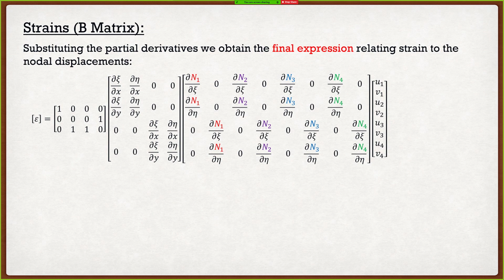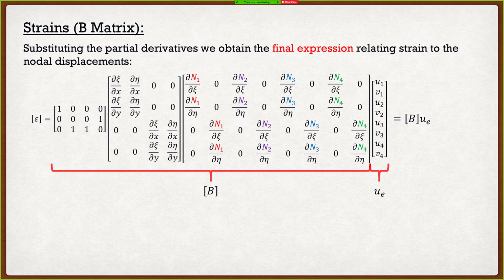And this right here will lead us to our final expression relating our strain to our nodal displacements. So this right here is going to be our new B matrix. And then at the end here, we simply have our nodal displacements. So if we wanted to, we can write it as the following, where we have a matrix B, which is basically three sub-matrices multiplied together, and then we're multiplying that by our nodal displacements.